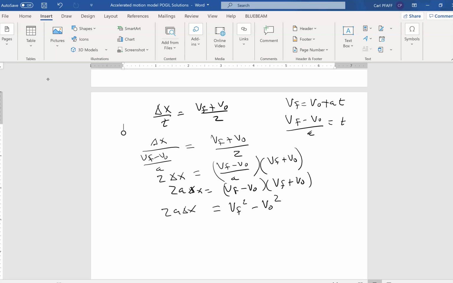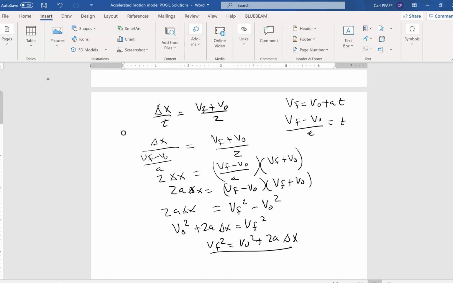So now, just to rearrange it into a form that's more common, I'm just going to add V naught squared to both sides. So I get V naught squared plus 2A delta x equals VF squared, and then I flip it around. VF squared equals V naught squared plus 2A delta x, which relates initial and final velocity, acceleration, and change in position.